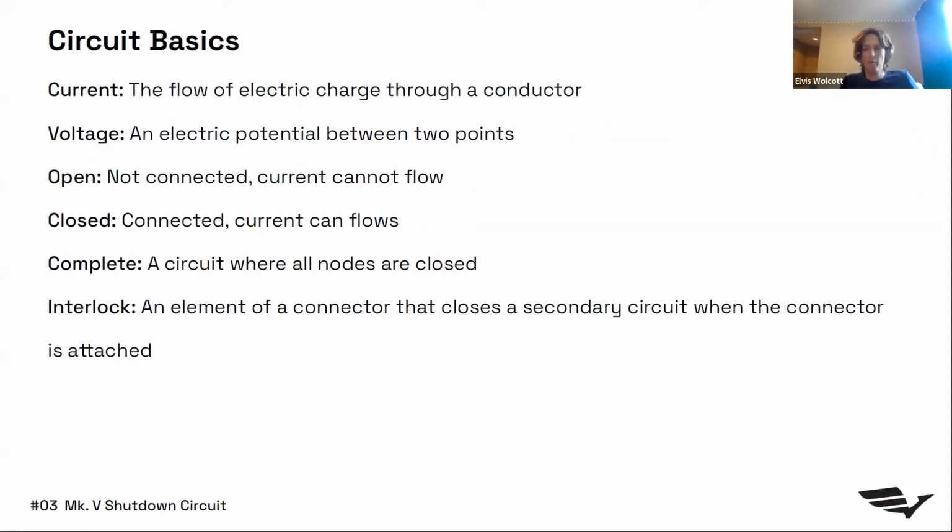So this is the most basic level of circuit stuff that we're going to be talking about today. Current is the flow of electric charge through a conductor. Voltage is an electric potential that exists between 2 points on a circuit. We call a circuit open when it's not connected, which means current cannot flow. We call it closed when it's connected, which means that it is possible for current to flow. We'll also sometimes say that a circuit is complete when all of the nodes in a larger circuit are closed.